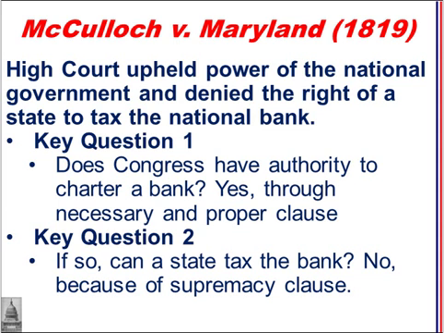The national bank could be justified through the implied powers of the central government. So that's key question 1 there. Does Congress have the authority to charter a bank? Yes, because that is a proper reading of the necessary and proper clause. And then key question 2, if the bank is legitimate, can a state tax the bank? And the answer is no, because of the supremacy clause. National law is supreme. The state tax violated the supremacy clause.